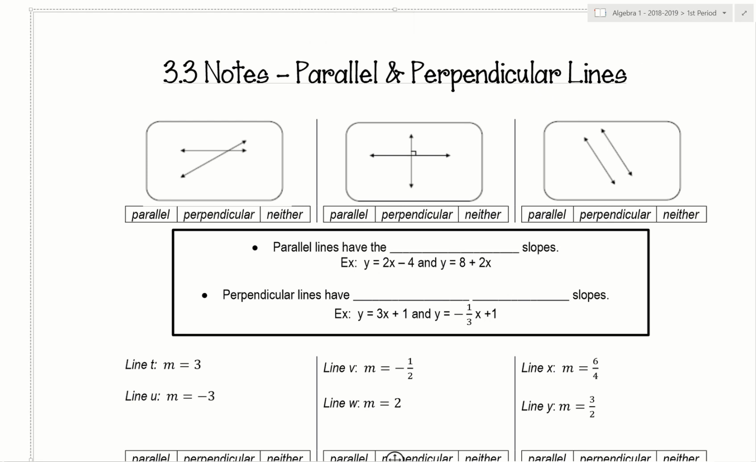Okay, so 3 notes, parallel and perpendicular lines. These are actually very, very simple notes as long as we don't try to overthink things, okay? What I really want you to do right now is discuss with your partners what you think the differences are between parallel and perpendicular lines. I'm going to give you about 20, 30 seconds. Ready, set, go.